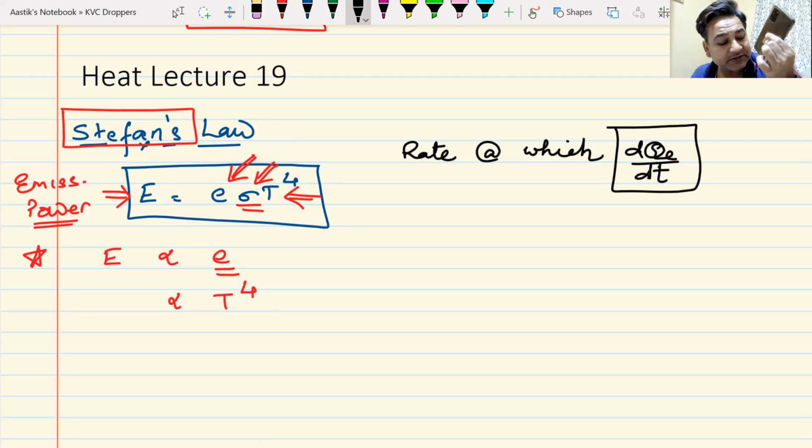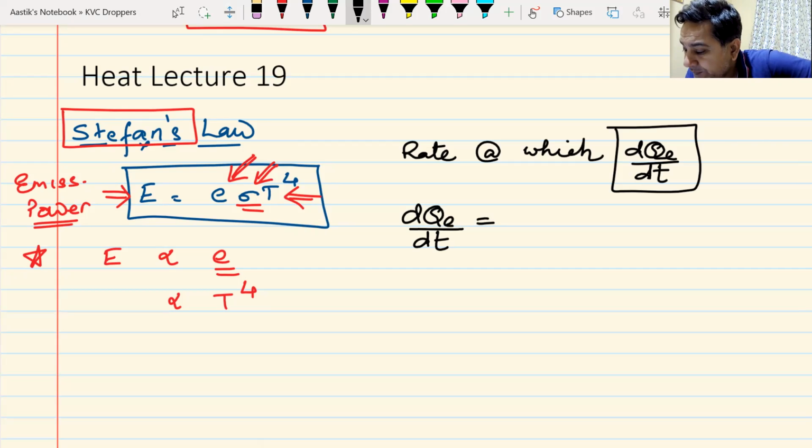If this is a body, it is at some given temperature. We have seen by Prevost's theory of exchange that any body at any temperature more than 0 Kelvin should be emitting thermal radiation. At what rate that thermal radiation is emitted, that is what we have to see. So what is the rate at which thermal radiations are emitted by a body? Can you find out from this?